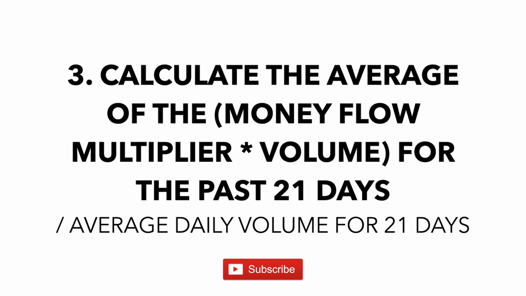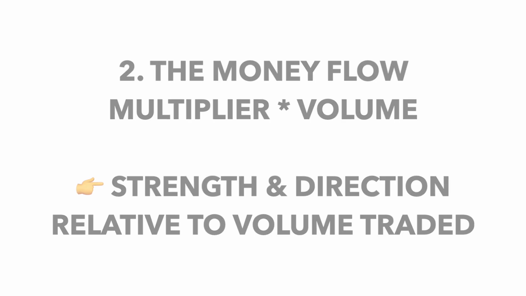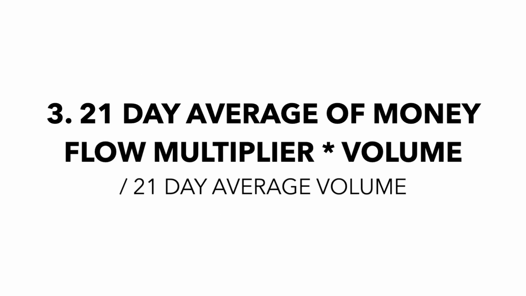I know this can sound very confusing, so just to summarize, the purpose of doing step number 1, which is the money flow multiplier, is to find the direction and the strength of that direction, pertaining to the high, the low, and the close. The second step is to multiply it by the volume, which tells us the amount of shares that traded hands during that period. And then the last step is to do the 21-day average of the daily money flow. Take that number and then divide it by the average daily volume during those 21 days.